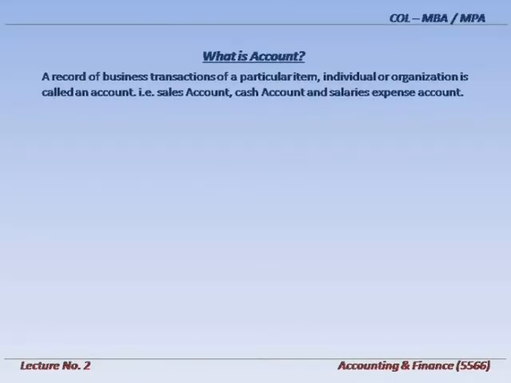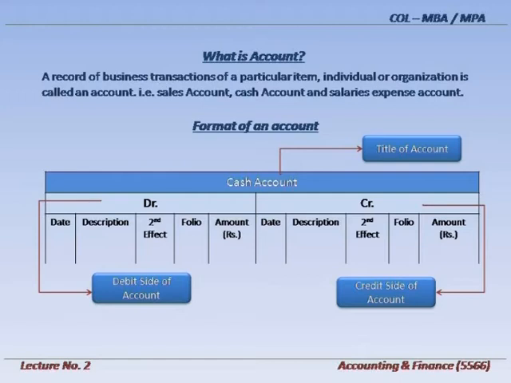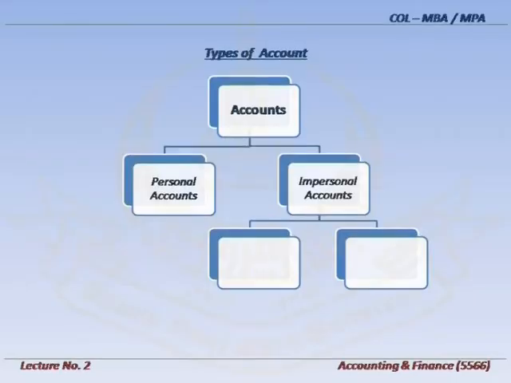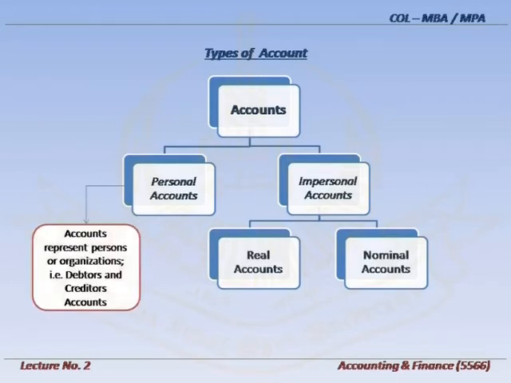On completion of this discussion, we have finished our discussion on the first step of accounting, that is classification. Then we learned what an account is, what the format of an account is, what information is to be entered in an account under which column, and why an account is called a T account. All this was followed by the types of accounts. There are two types of accounts, personal accounts and impersonal accounts. Impersonal accounts can be further divided into real accounts and nominal accounts.